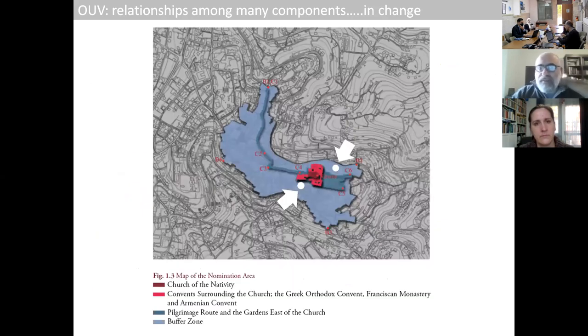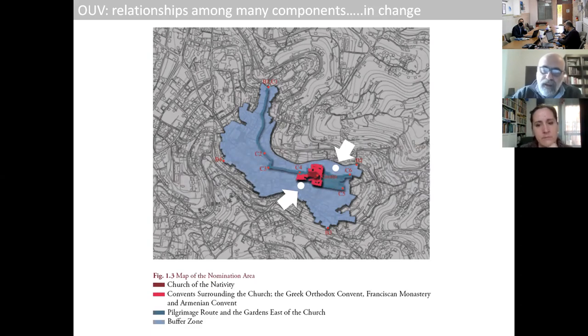I just used this picture from the nomination file for the Church of the Nativity and Pilgrimage Route. As you can see, this is the buffer zone and the location of the two projects that, I hope I haven't made a mistake, I just marked with these two white dots.